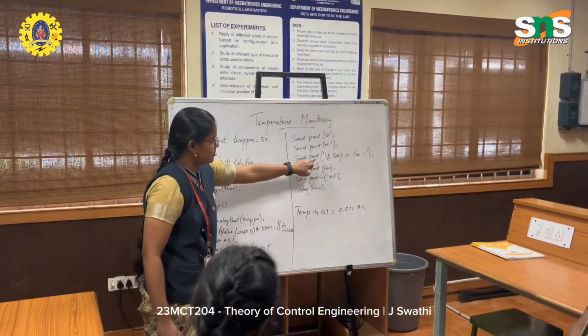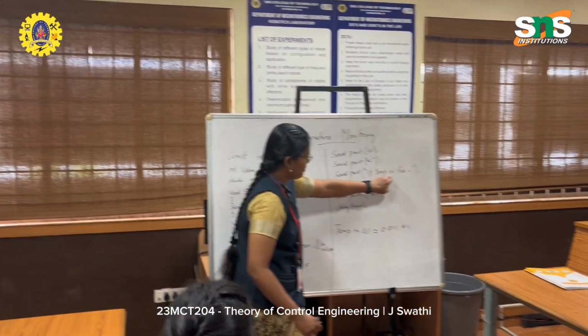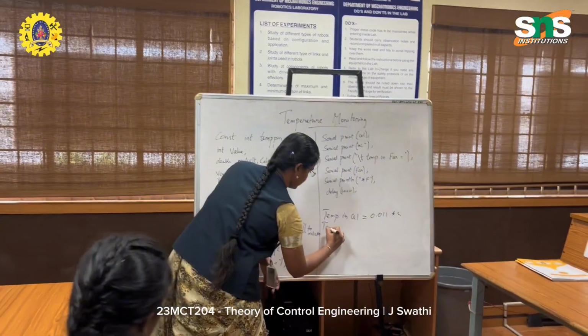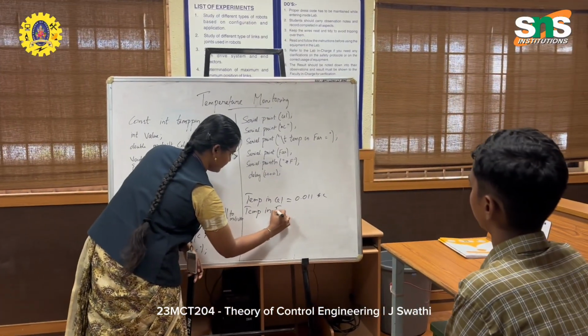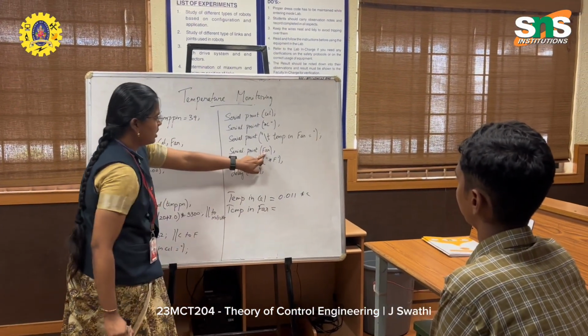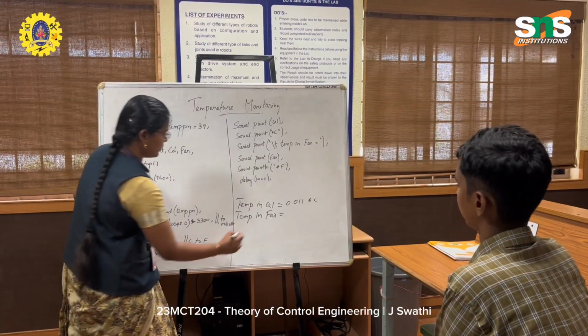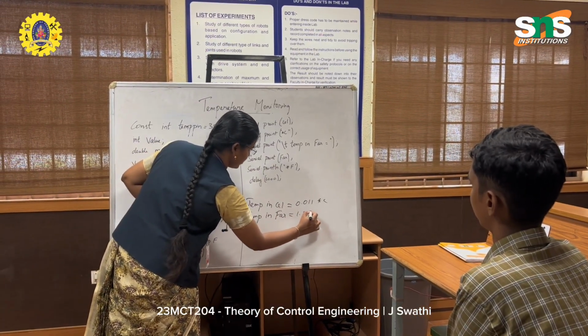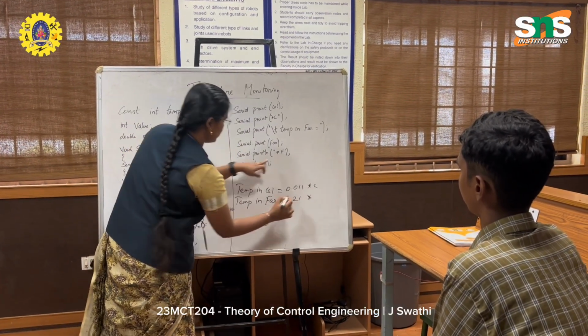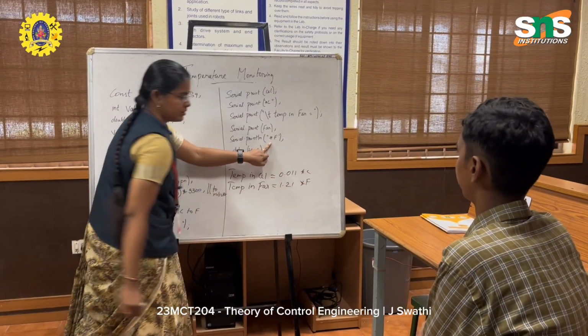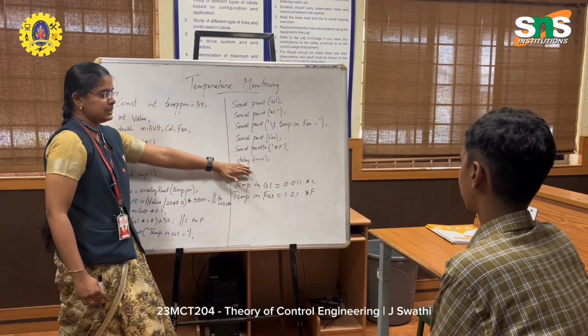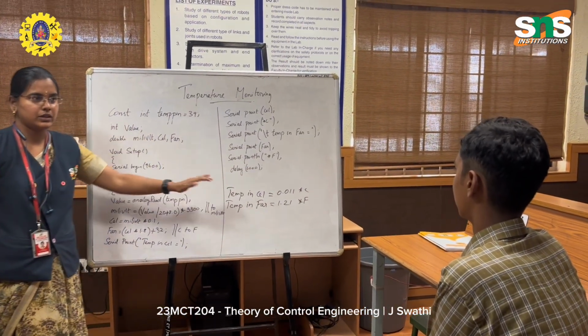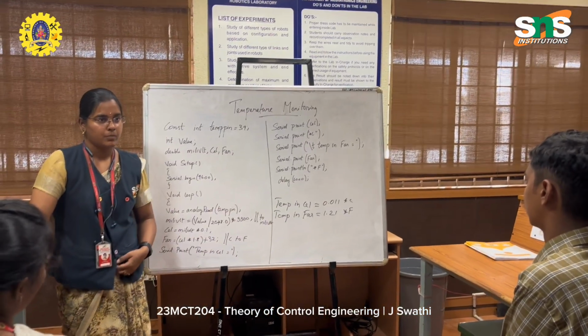Next, serial print. Next line, I'm going to print temperature in Fahrenheit. So temperature in Fahrenheit equal to, I'm going to call this function. So the value will be displayed, for example, 1.21 into F. That is your representation. So finally, delay 2000. That is, every 2 seconds your temperature will be monitored.